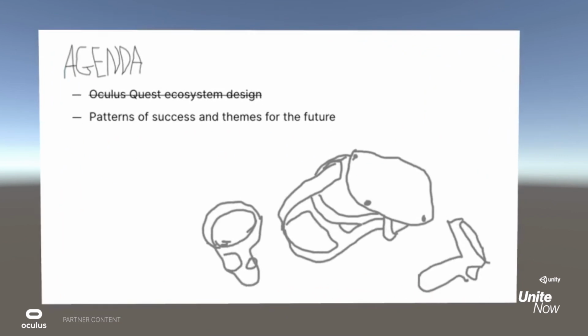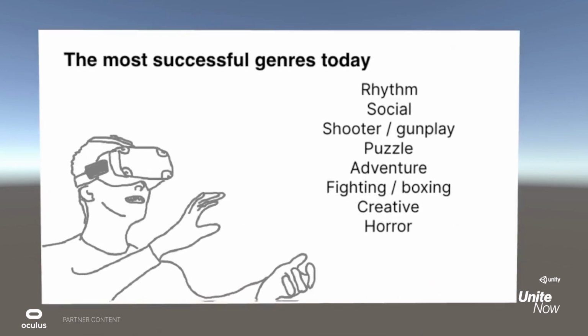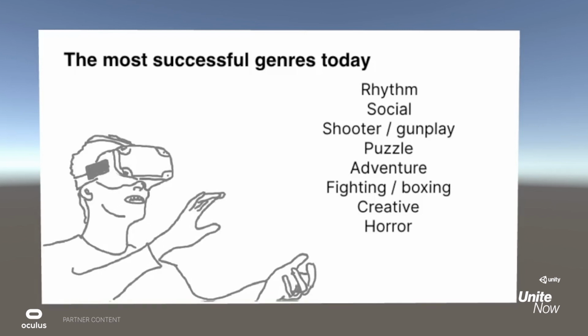Okay, let's move on to the second part of this talk, which is patterns for success and themes for the future. Basically, where we think our ecosystem is going. The most successful titles today fall into a number of genres. They're all video games or some form of video games, and a lot of them have some common traits. In particular, we see the rhythm, shooter, and fighting boxing genres as relying a lot on full body motion. It turns out that once you can track your hands and your head very accurately, there's all kinds of game design that's opened up about actually moving your body.